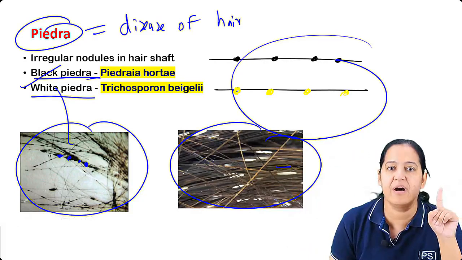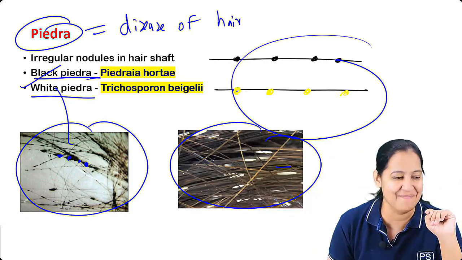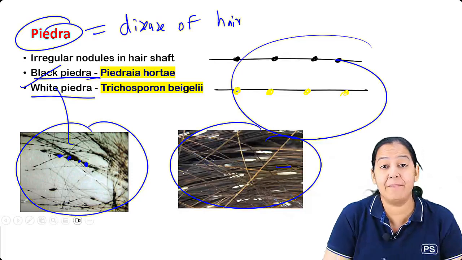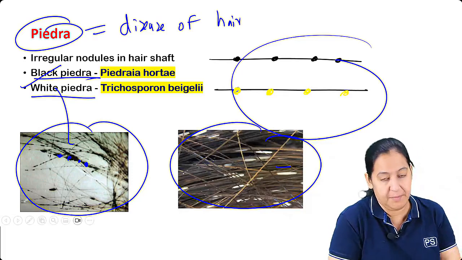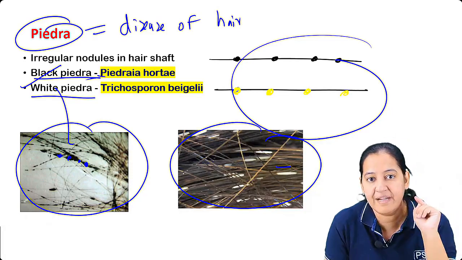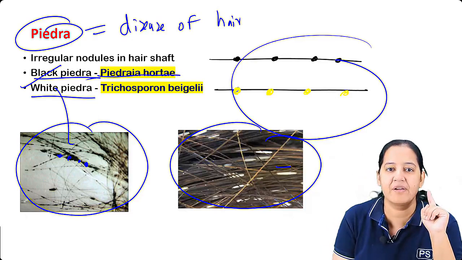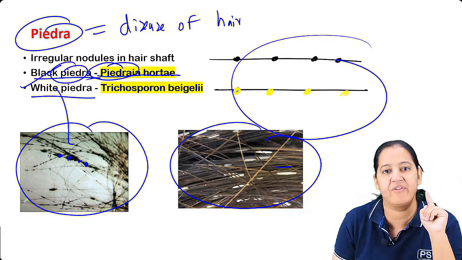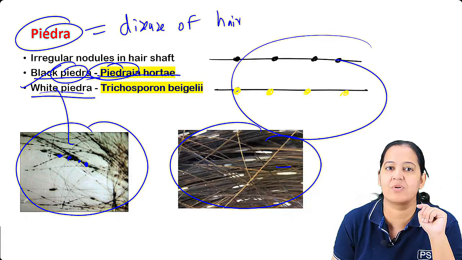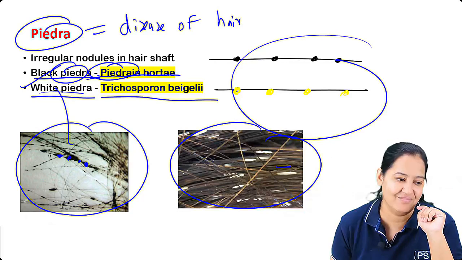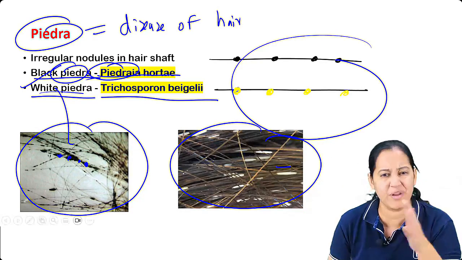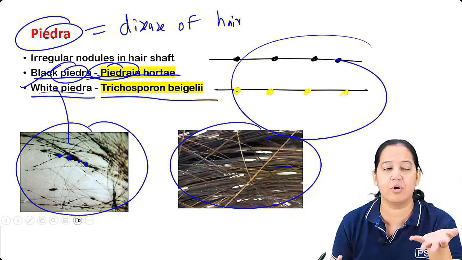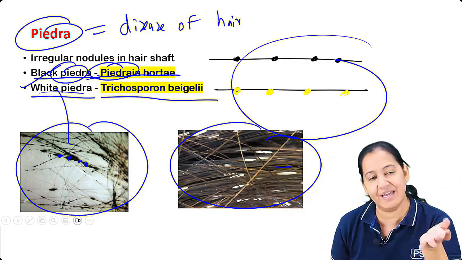So black Piedra, you have to learn the causative agent. Gande gande naam hai, but you have to learn. Chalo. So black Piedra is caused by Piedraia hortae. Hai na? Piedra se Piedraia yaad aayega. Piedraia hortae. Lekin white Piedra is caused by Trichosporon beigelii. I know it's difficult, but you don't have to write. If you ask me to write, I will also do spelling mistakes and all. But in the option, we can identify.